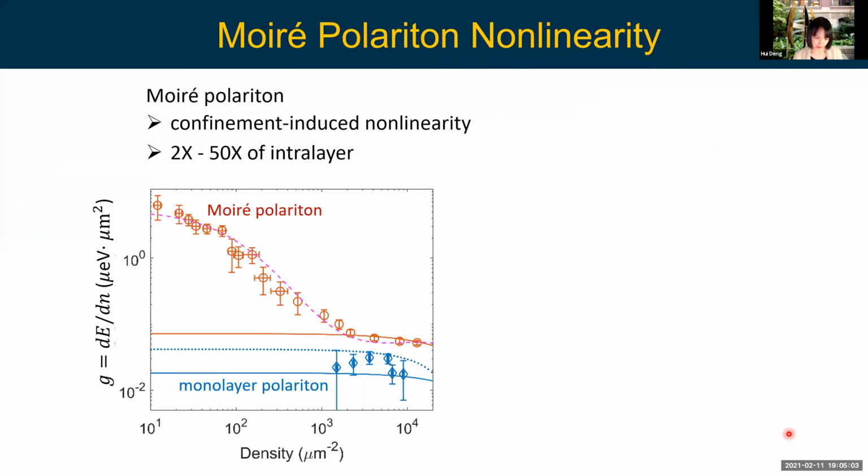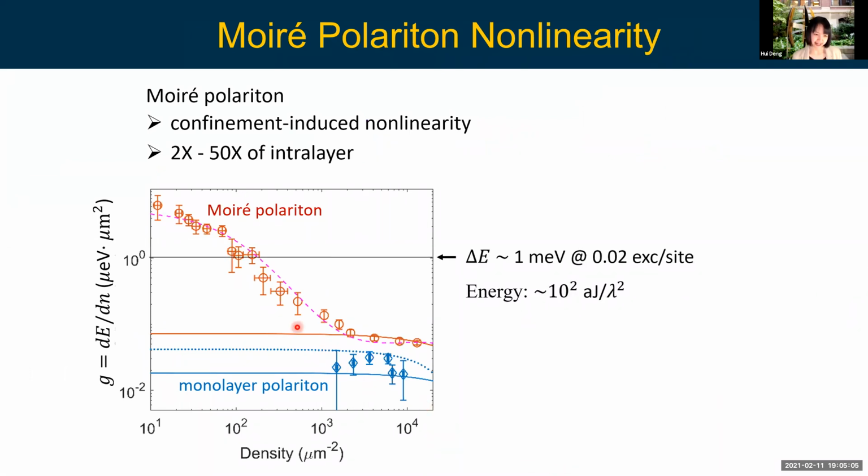And for the ones we already made, we can get the nonlinearity as a result, basically how much the energy shifts per electron hole pair we put into the system. And the red is for the Moire polaritons. Just to give a reference, the value of the nonlinearity here means that we need 0.02 excitations per site on average to produce a 1 electron volt shift. And 1 electron volt is about the homogeneous line width of those excitons.